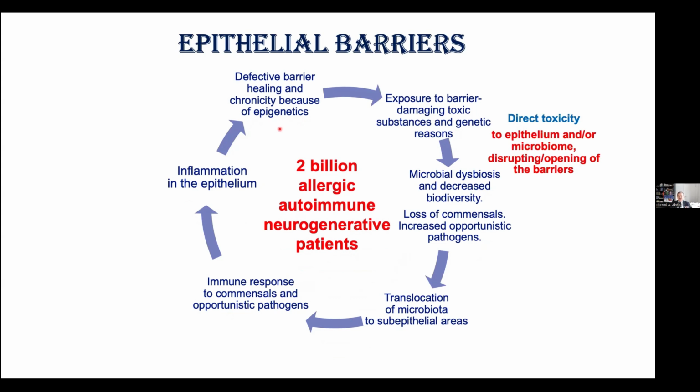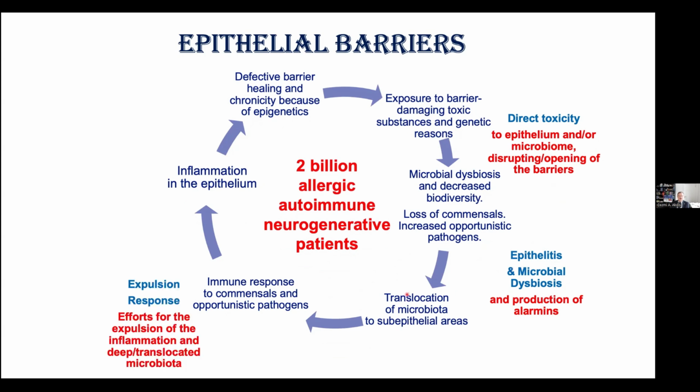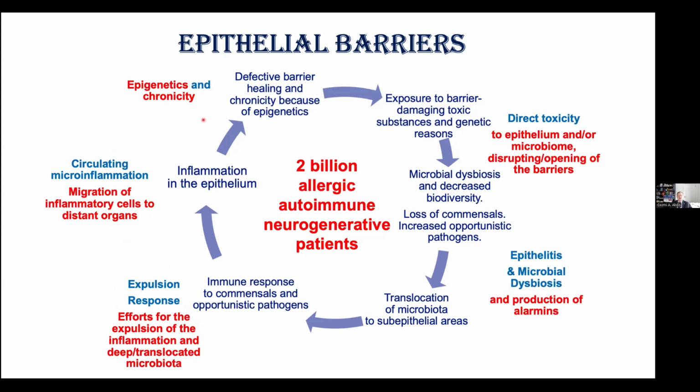So in summary, there are 5 things happening. The first one is direct toxicity to epithelium and microbiome. The second one is epithelitis and microbial dysbiosis and production of alarmins. The third one is expulsion response with full inflammation and immune response that makes the diseases that we are observing, and circulating microinflammation, and then epigenetics and chronicity.